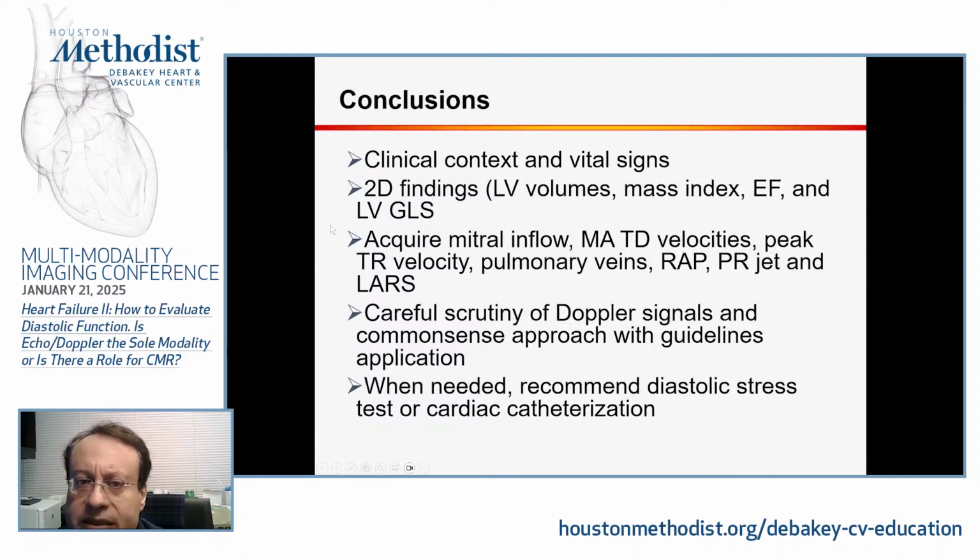So I will conclude and say that when we think of diastolic function, we always want to look at the clinical context, pay attention to the vital signs and the rhythm, look at what the heart structure is, the volume, the ejection fraction, the presence of hypertrophy, the LV long axis function by global longitudinal strain. We want to have good satisfactory signals for mitral inflow, mitral annulus tissue Doppler velocity, peak tricuspid regurgitation velocity, pulmonary veins, estimates of RAP, the PR jet and left atrial reservoir strain.